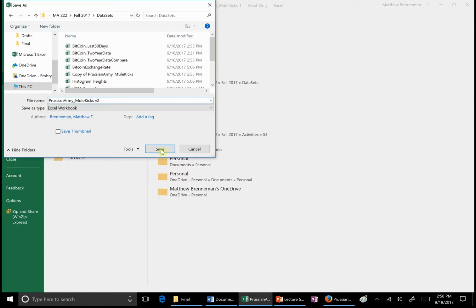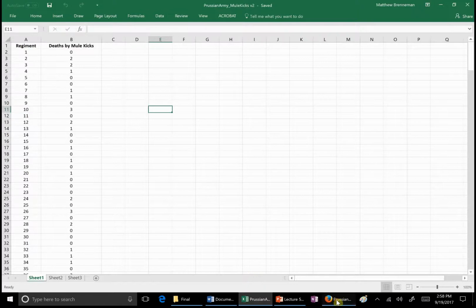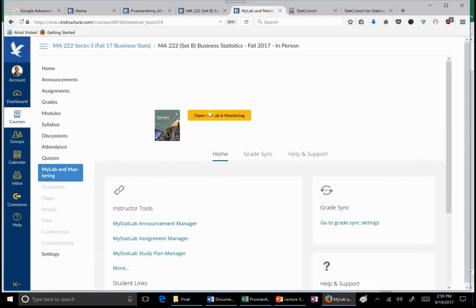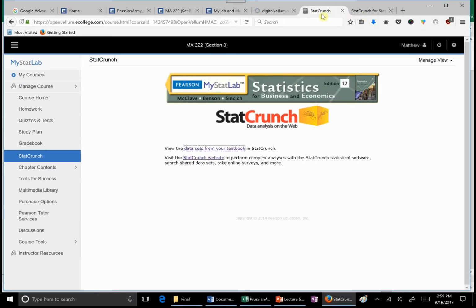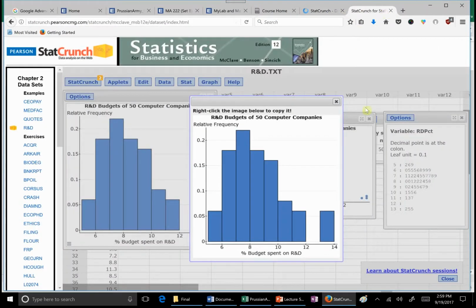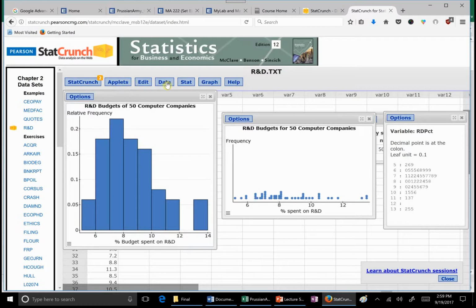We'll open this up in StatCrunch now. So go over to StatCrunch. If you want, you can actually just open up a new table while you're in StatCrunch, but I'll just start from scratch. Make sure that you save this, the R&D, so go ahead and save this now. When you go to StatCrunch, go to data. Save the R&D, because we're going to use this later.